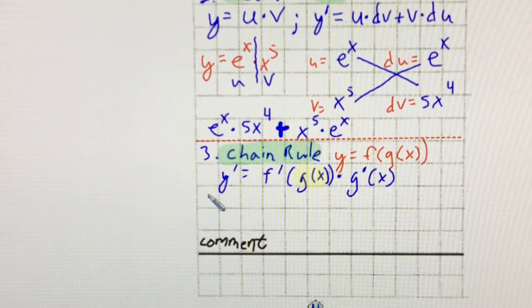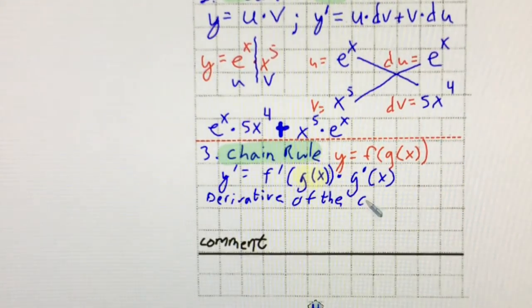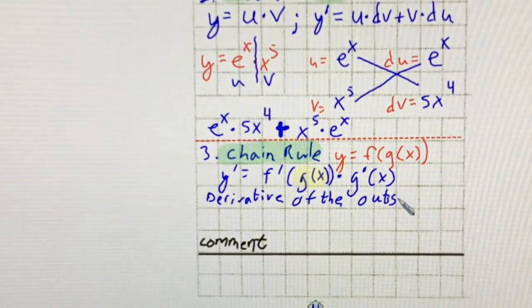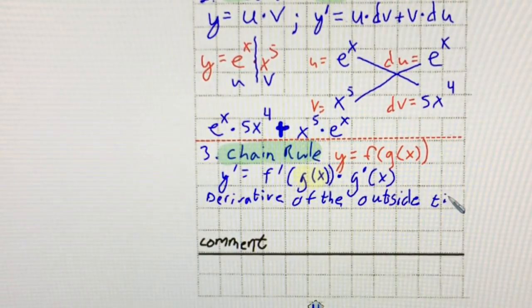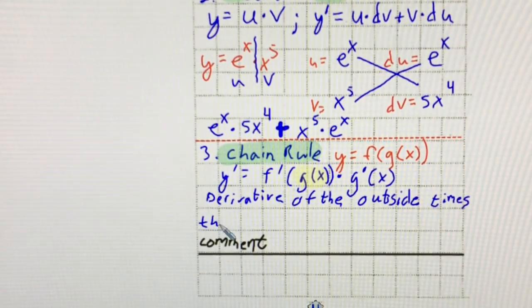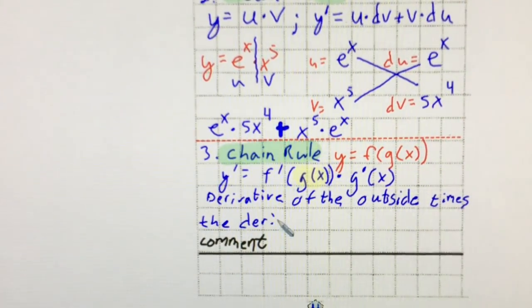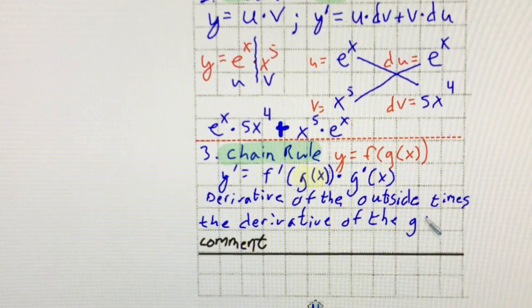So in words, we're going to say the derivative of the outside times, or multiply, that's the product rule, the derivative of the guts. So let's use an example.